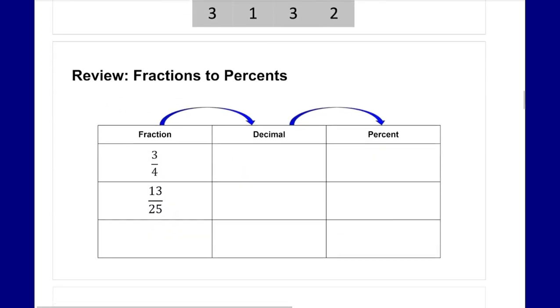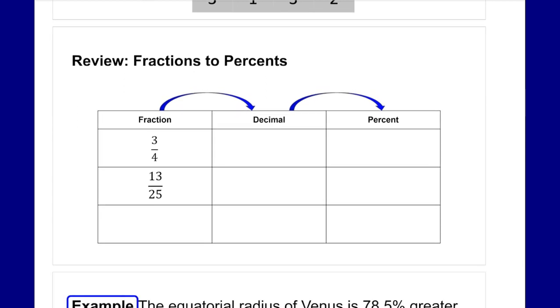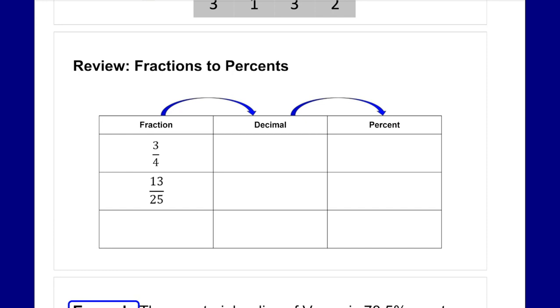We're going to review a little bit of fractions and percents before we get into our proportions. We want to look at how we go from a fraction to a decimal. In order to go from a fraction to a percent, we need to get to a decimal first. If you're unsure about how to go from a fraction to a decimal, you are going to divide.